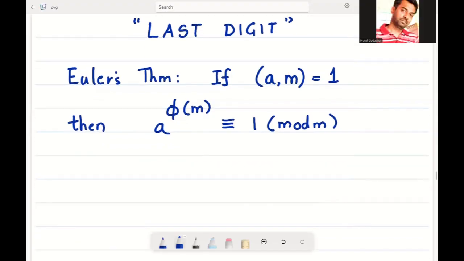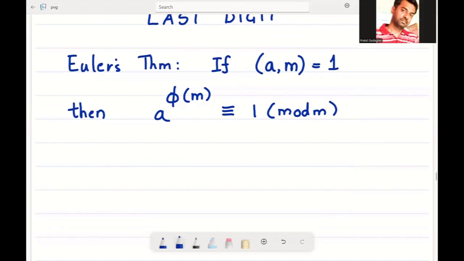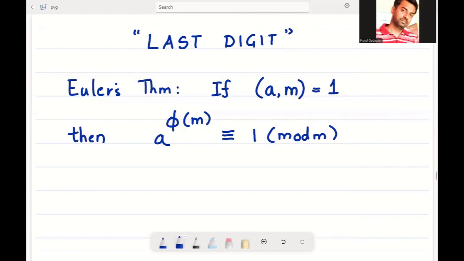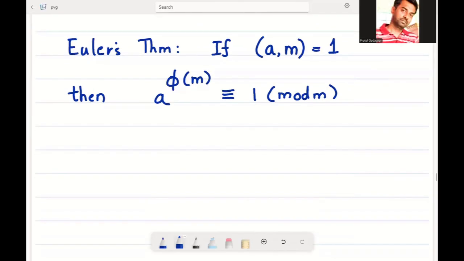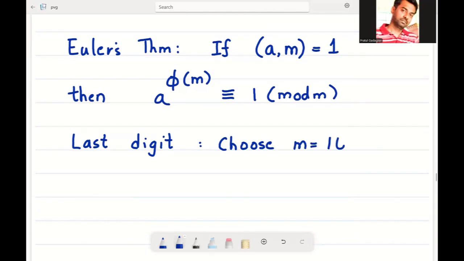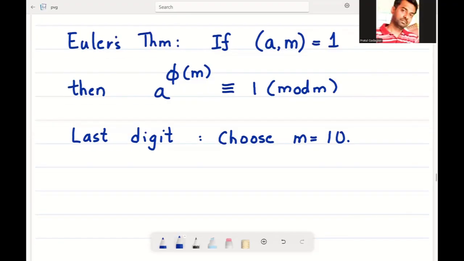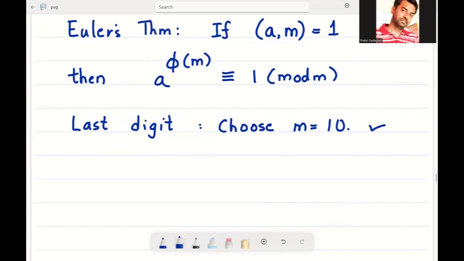Now let us see how to use this theorem to find the last digit of a given large number. Remember, whenever I want to find the last digit, we usually choose m equal to 10 in the above theorem. Because if I take any number modulo 10, I get the last digit. So we will always choose m equal to 10.